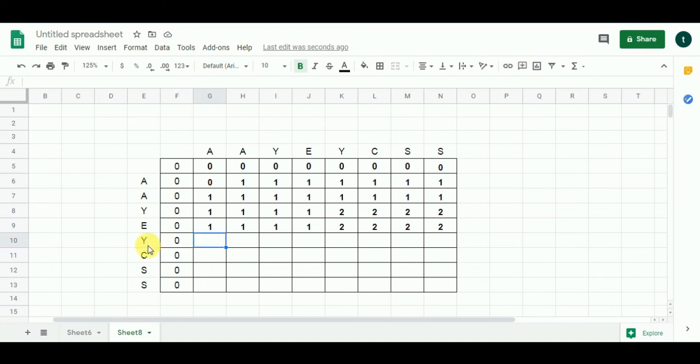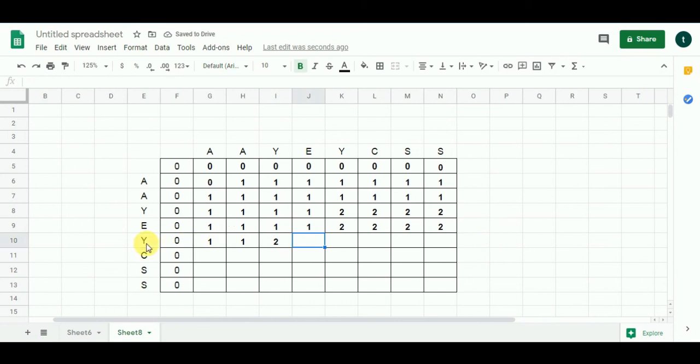Let's check it over here. So Y doesn't match with A. So this is going to be 1. Y doesn't match with A again. So this is going to be 1 again. And here Y matches with Y, and their indexes are also different. So it's going to go one step back diagonally and add 1 to this value. So this is going to give me 2.